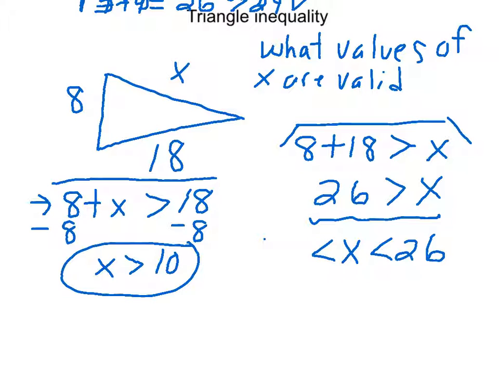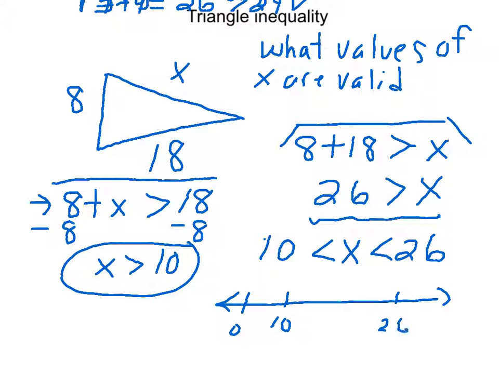greater than 10. So it's basically going to fall between, if you like number lines, because who doesn't, right? Let's say that's 0, that's 10, and this is 26. It's got to be between these numbers, and I'm putting open circles. So those are all the possible values for x that would fit for this triangle. That's a nice visual to think about.